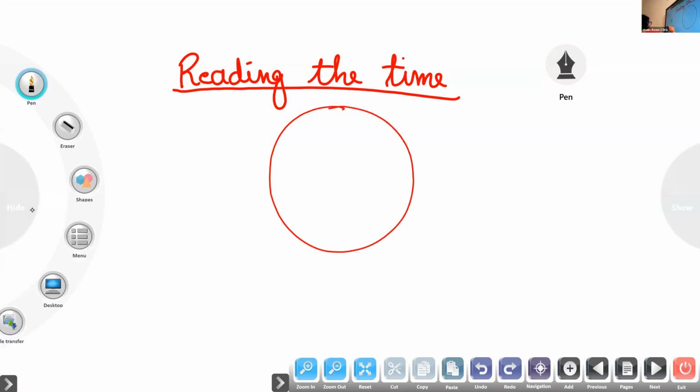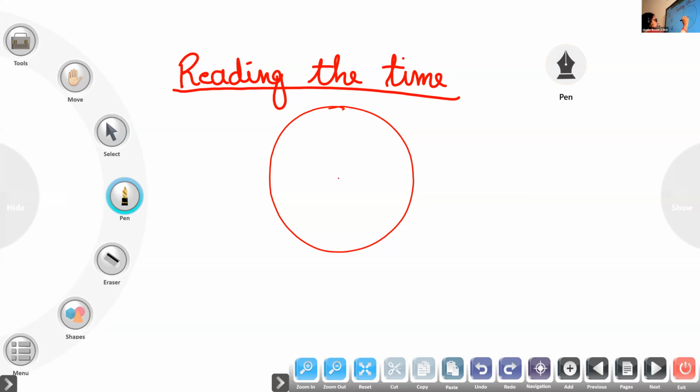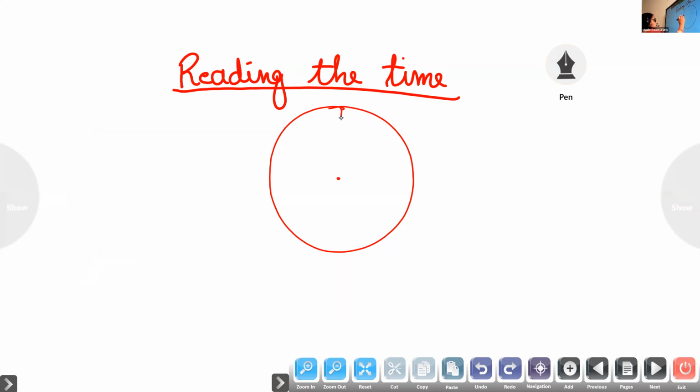A circle, in between the circle you have to put a point, then 4 lines: up, down and 2 sides. Then this is 12, this is 6, this is 3 and this is 9. In between 12 and 3, 1 and 2. Then in between 3 and 6, 4 and 5. Then 6 is there, 7, 8. 9 is there, 10, 11.